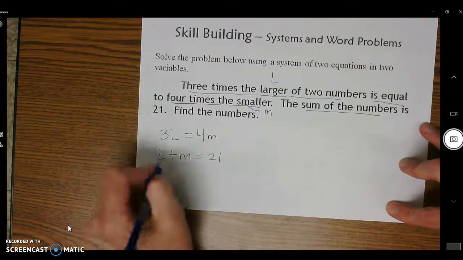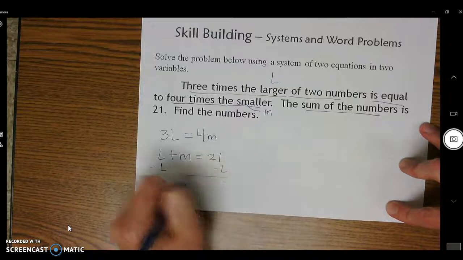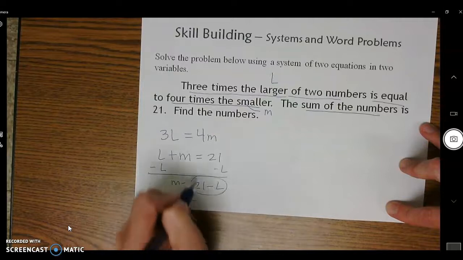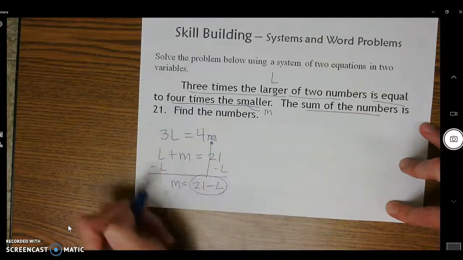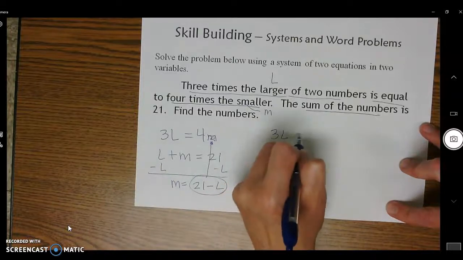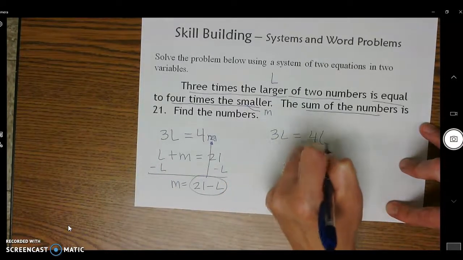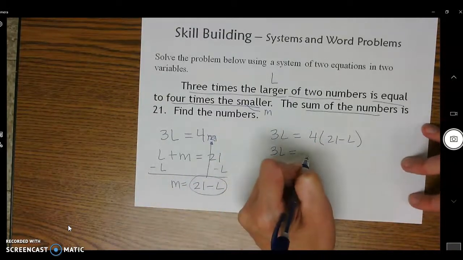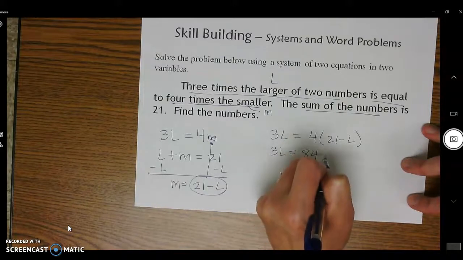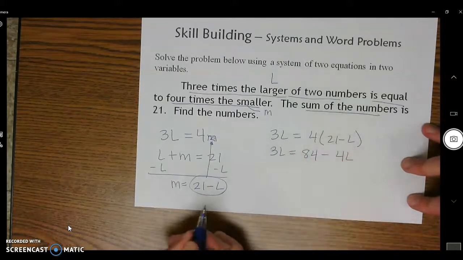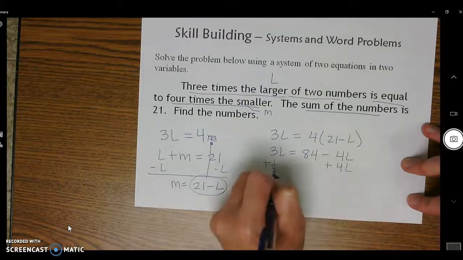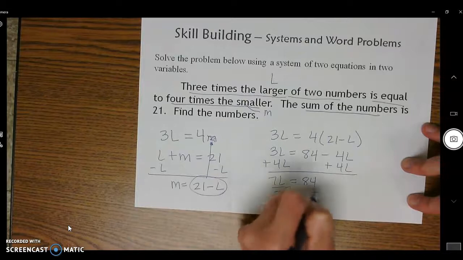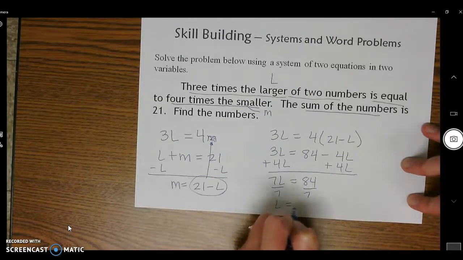So let's go ahead and use substitution this time. Basically get one variable by itself. It doesn't matter which one. Now I'm going to take this and put it in for M up here, because M equals that. So 3L equals 4 times 21 minus L. And then we're going to distribute. 21 times 4 is 84 minus 4L. Add 4 L's over here. 7L equals 84. Divide by 7. So my larger number is 12.